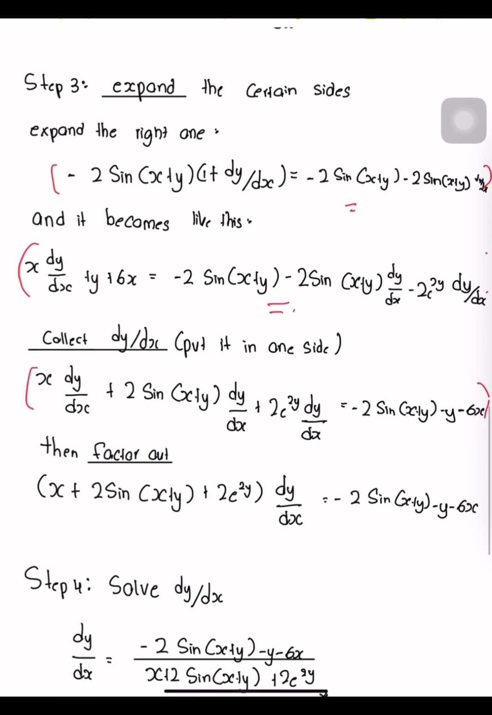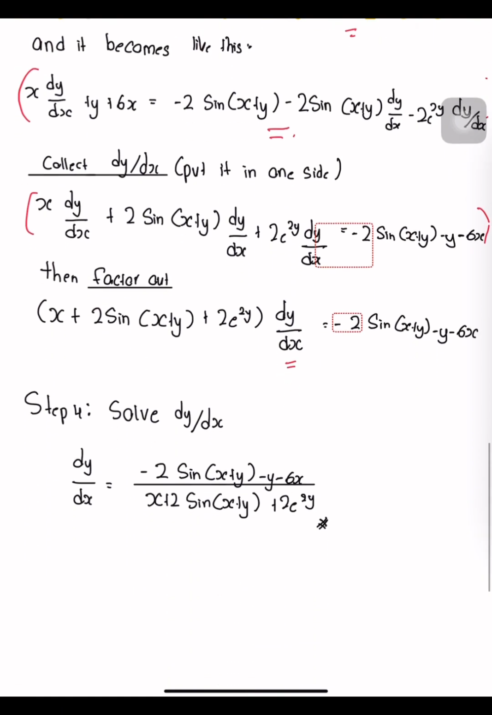Alright, so let's factor out the dy dx. So we factor dy dx, and we should get x plus 2 sin(x + y) plus 2e to the power of 2y times dy dx equal to negative 2 sin(x + y) minus 6x. Alright, as you can see, we already factored it out.